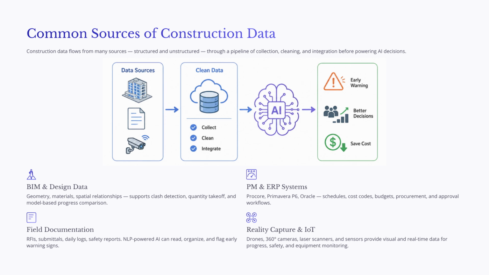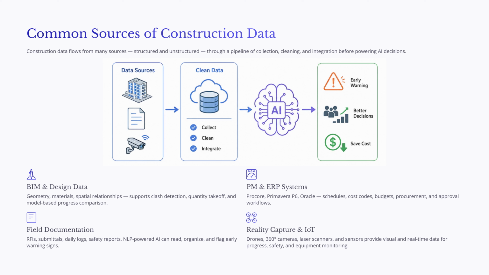Third, construction projects generate a large amount of field documentation and unstructured text. RFIs, submittals, contracts, change orders, daily logs, safety reports, and meeting minutes contain important project knowledge. With natural language processing, AI can help read, organize, summarize, and retrieve information from these documents. It can also help identify scope gaps, compliance issues, and early warning signs of delay or dispute.